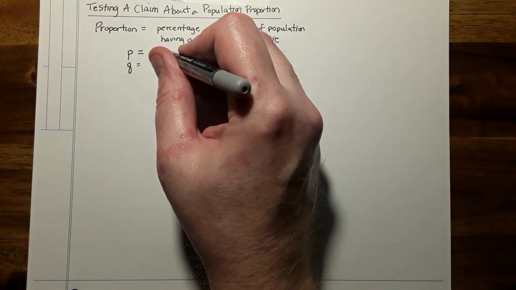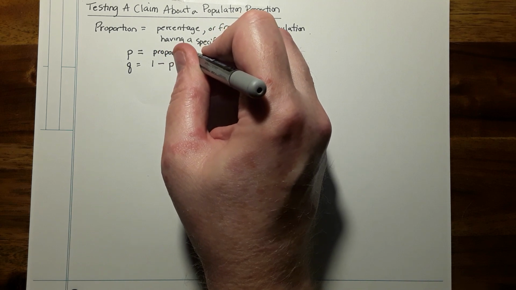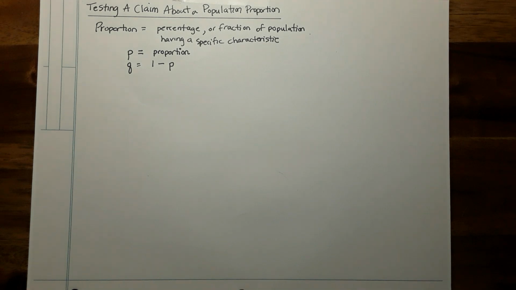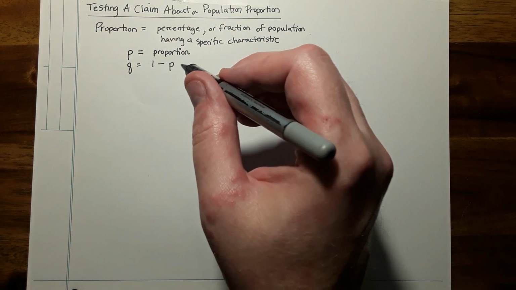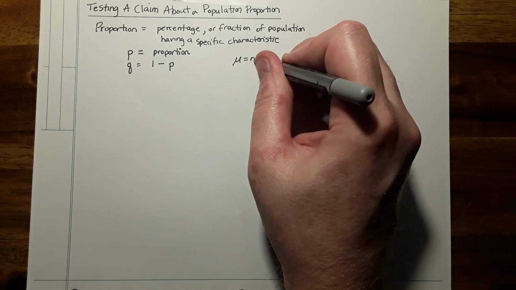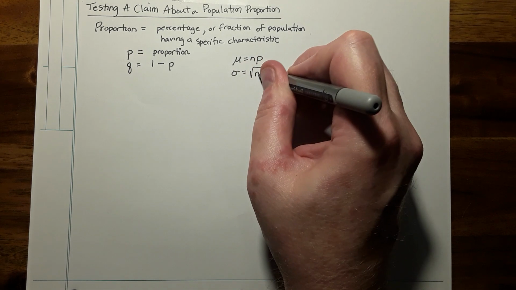So if P is the proportion that we want to test a claim about, Q is 1 minus P. When we use the binomial distribution, the mean was n times P, and the standard deviation was root NPQ.